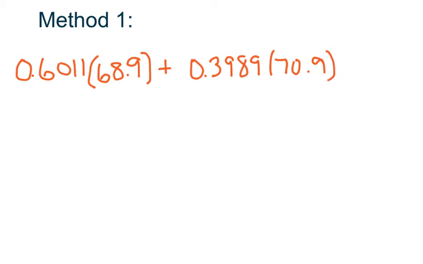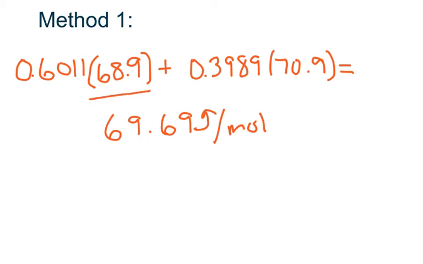In this case, they only have 2 isotopes, so we're actually done. We would just type this into our calculator, press equals, and we would get 69.69, and then our unit would be grams per mole. Rounded to the appropriate sig figs, because of these 3, it would be 69.7 as the average mass. That's how you use method 1.